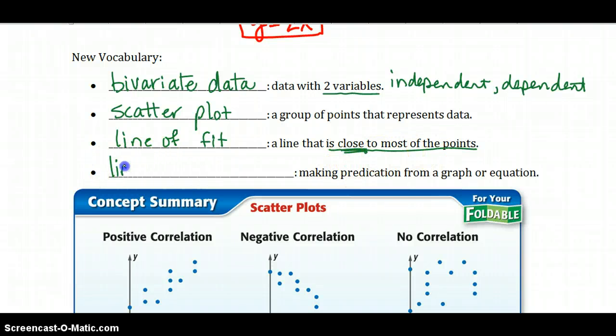Okay, and then there's linear interpolation. Not interpretation, interpolation. Linear interpolation is where you make a prediction from the graph or from the equation. So you've gathered all this data, you've put it on a scatter plot, you've drawn a line of fit, and from your line of fit, you're able to then make a prediction.